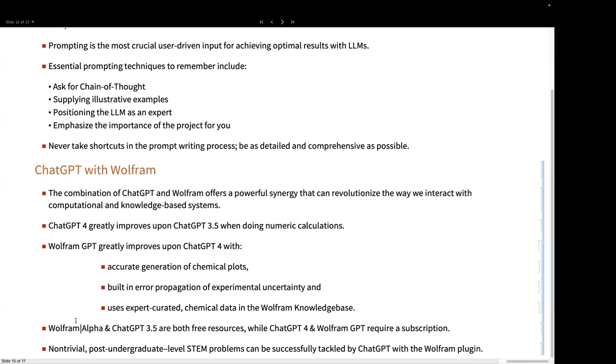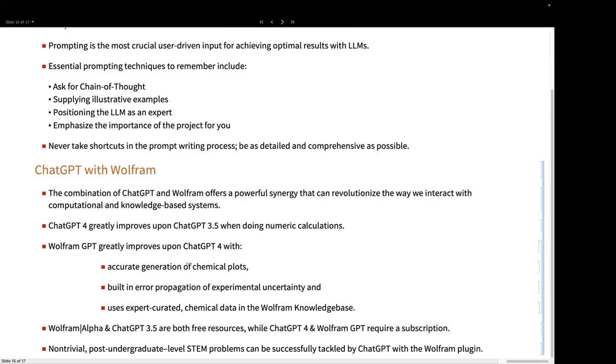For planning for your classroom, Wolfram Alpha, our website, and ChatGPT 3.5 are both free. So those are the resources that you could have for free. If you wanted to use GPT-4 or the Wolfram GPT, your students would have to have a subscription, which may be prohibitive for your classroom cases. The last thing I'll leave you with is that when you combine the bot with technology like Wolfram, non-trivial post-undergraduate STEM problems can be tackled by the bot in a rather remarkable way.